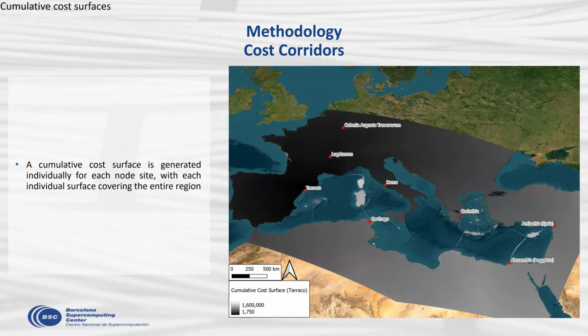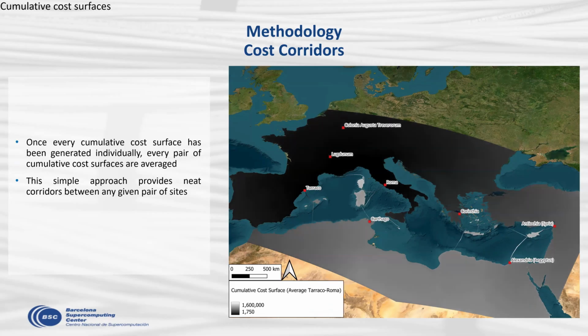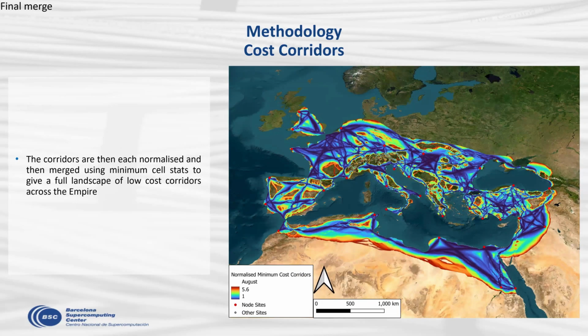We generate these cumulative cost surfaces for every node site. This one is for Tarraco, so Tarragona. And again, as you move further away, the cost increases. To get a corridor, we just take every pair of these cumulative cost surfaces and average them. That gives us this. You can see it's an average cost between Tarraco and Rome. Then if we take those and mess around with the visualization a little bit, and normalize them and merge them all together, this is every corridor between every pair of sites merged together with minimum cell sets.